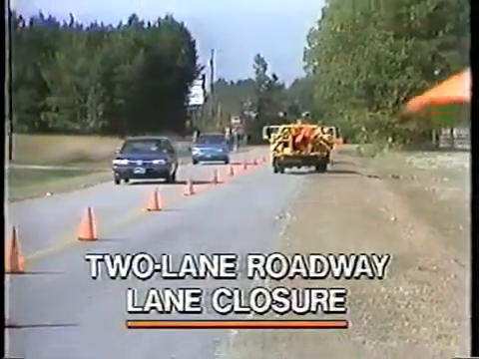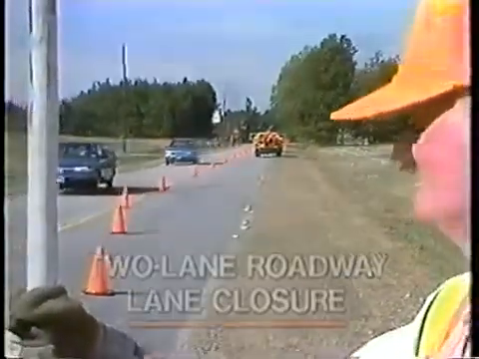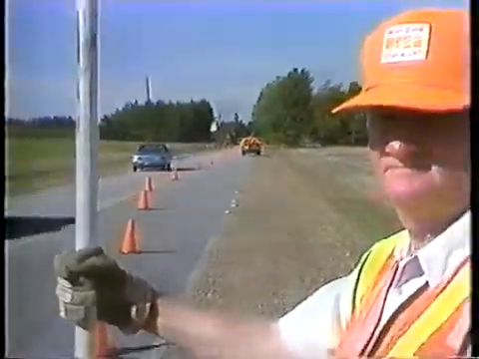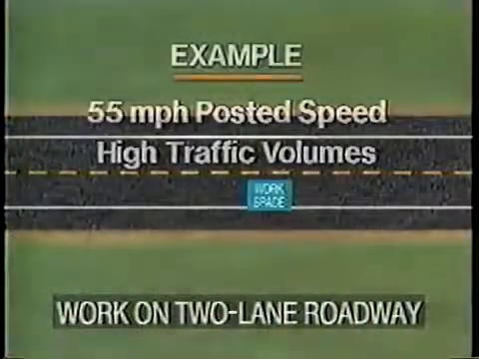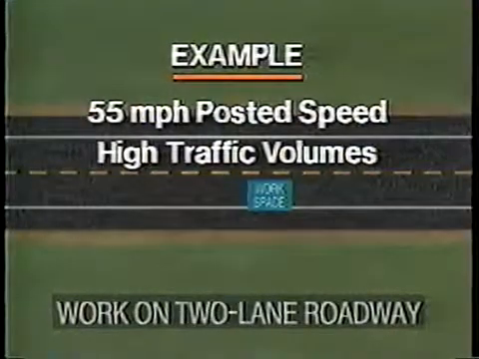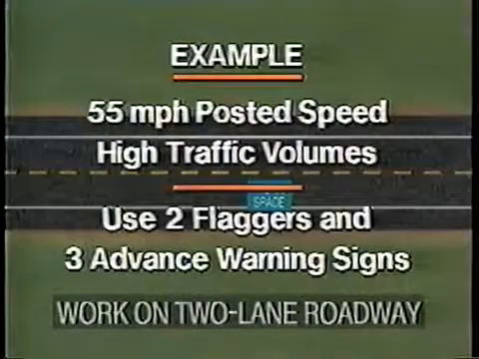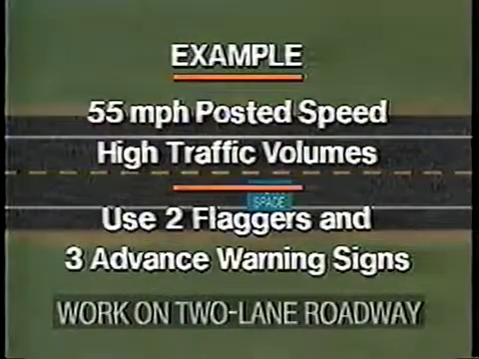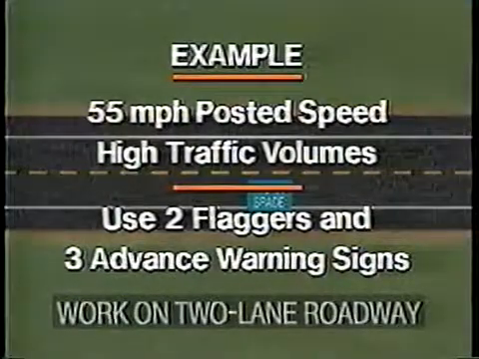When it is necessary to close one lane of a two-lane, two-way road, the remaining lane must be used by traffic traveling in both directions. For this example, the speed limit is 55 miles per hour, and the highway is a major arterial route with relatively high traffic volumes. This makes it necessary to use 2 flaggers and to install the 3 advance warning signs 500 feet apart.